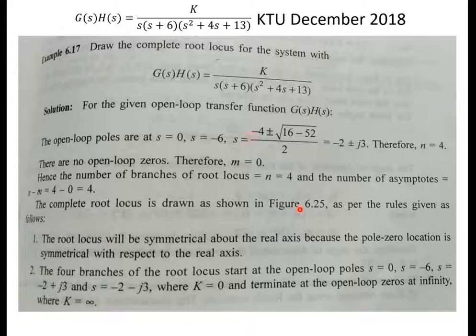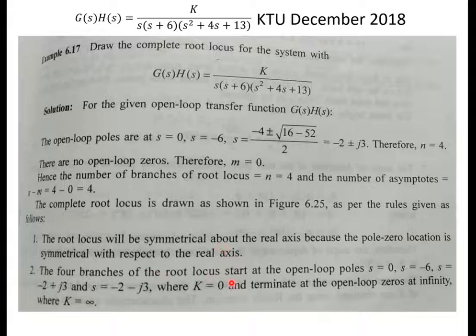So the complete root locus is drawn, that is what I have shown. It is drawn by means of taking the rules. The first rule is that the root locus will be symmetrical about the real axis, because the pole-zero location is symmetrical with respect to the real axis. So we have seen already the root locus is symmetrical.